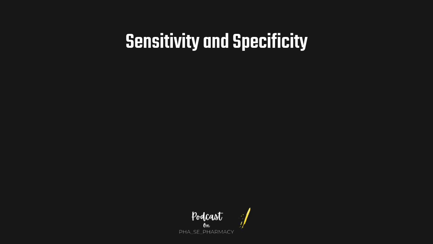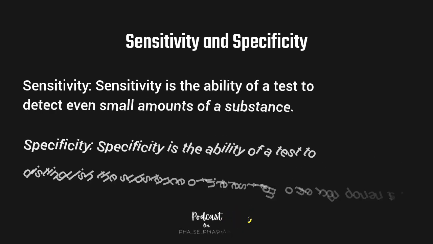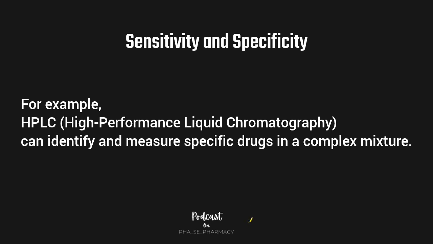Okay, buckle up. Here come two more. Sensitivity and specificity. Just the words make me a little nervous. They're not as scary as they sound, I promise. Imagine a detective working a case. Sensitivity is like a bloodhound, able to pick up even the faintest scent. Specificity is like a fingerprint expert, identifying that one unique individual. So a sensitive test finds what you're looking for, even if there's just a tiny bit. And a specific test is all about making sure you've got the right thing.